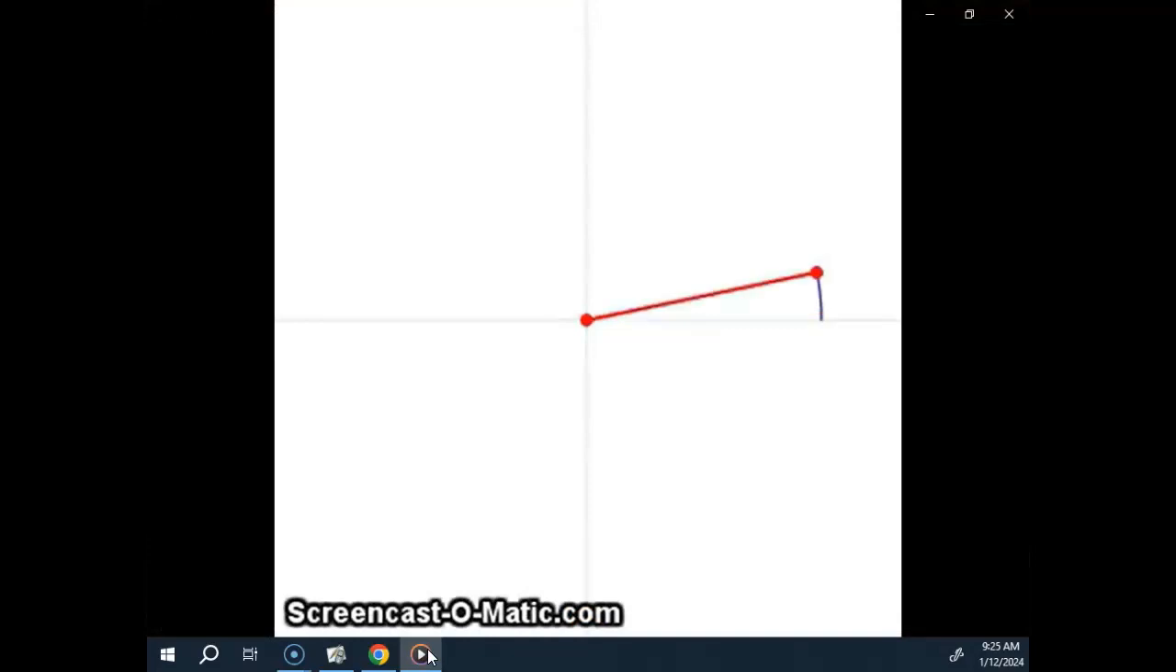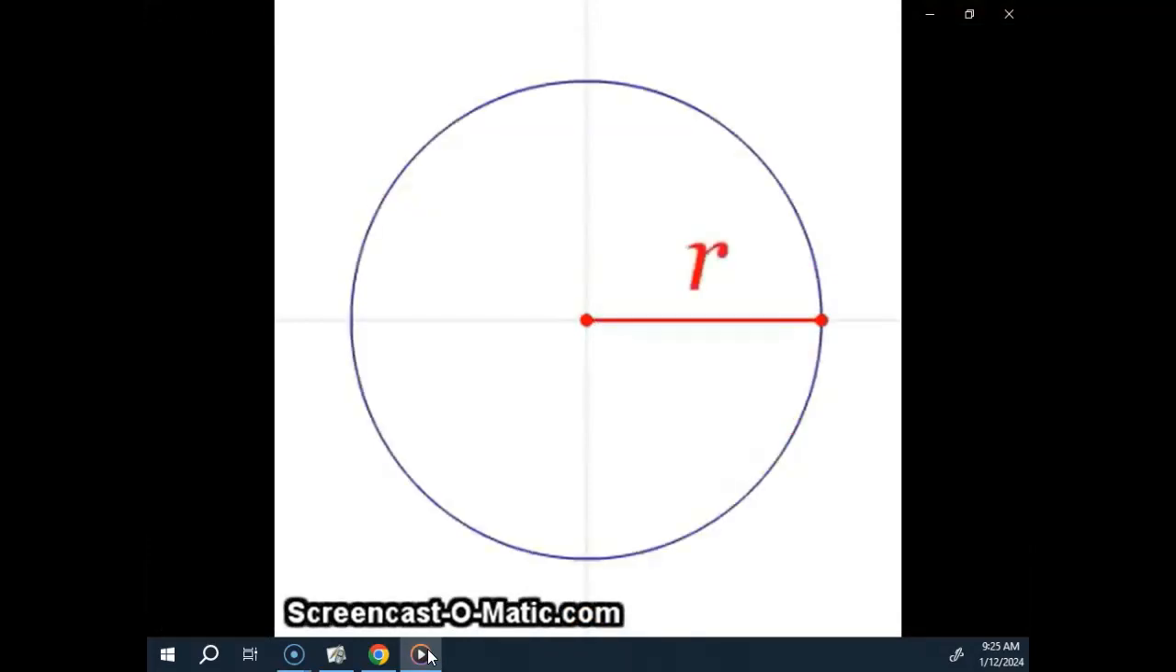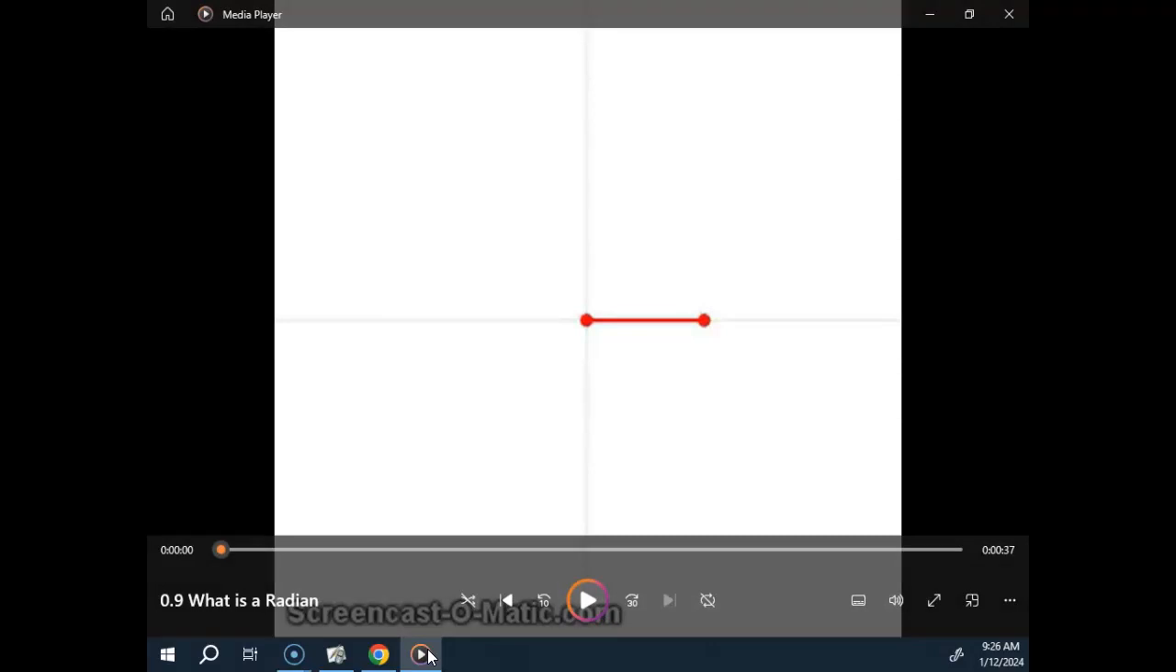We start with a circle of radius r. We take that radius distance and wrap it around the circle. The angle formed by that radius distance is 1 radian. Since the circumference of a circle is 2 pi r, there should be 2 pi radiuses in a circle. So halfway around the circle, we would expect 1 pi radian. And around the entire circle, we would expect 2 pi radians. There you go. That's your definition of a radian.